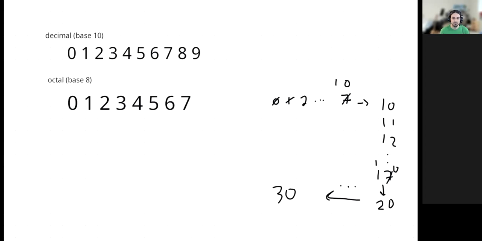Does that make sense? So basically, when you run out of symbols, you have to zero out and carry the 1. That's how we count in any base. So if you got that for octal, you can get to any base.